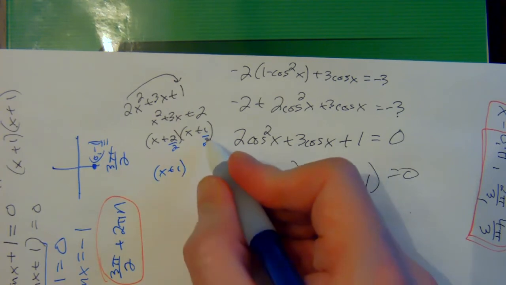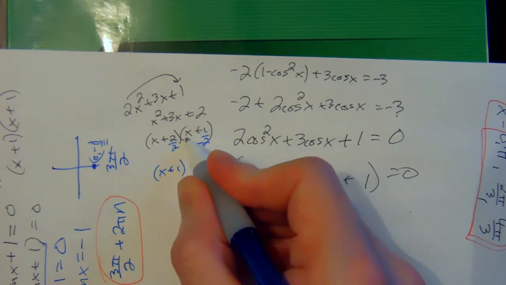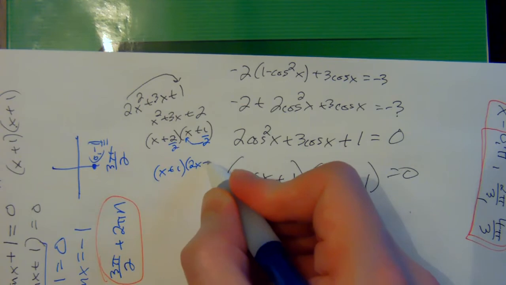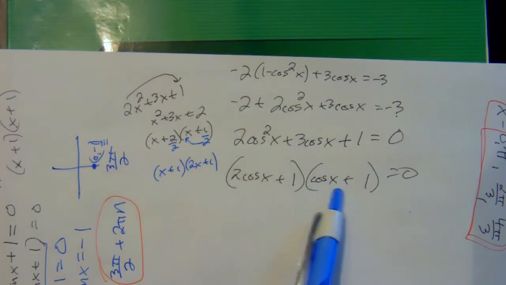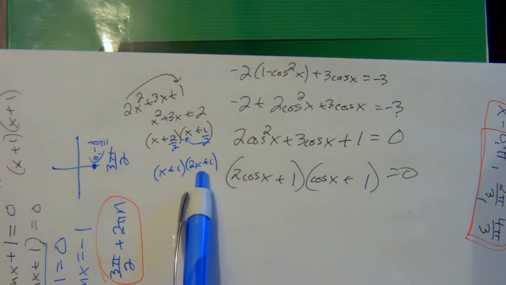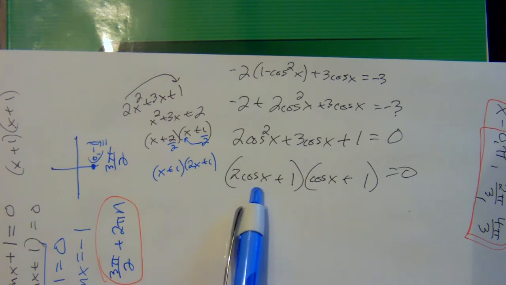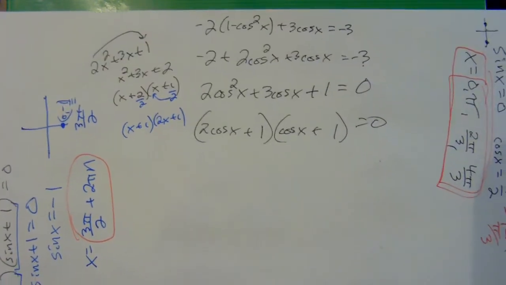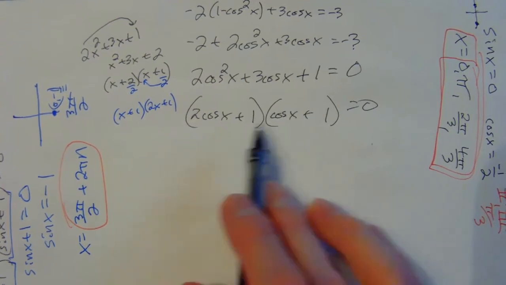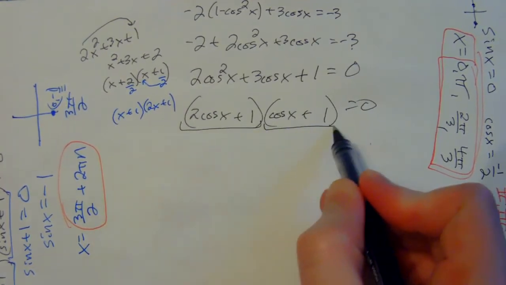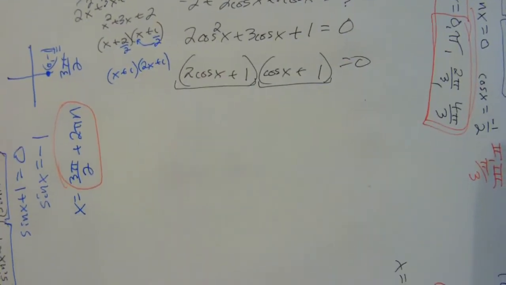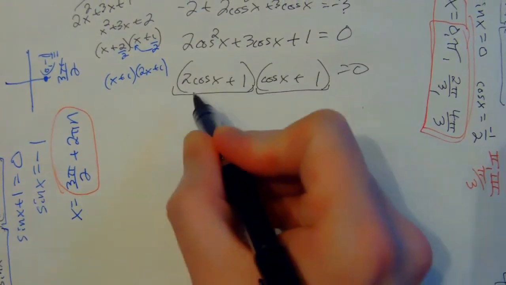And then once you can't reduce anymore, you take that bottom number and slide it up, and see that still gives you your x plus 1, or your cosine of x plus 1, and then your 2x plus 1, or your 2 cosine of x plus 1. So just be careful with your factoring skills there. And then once you have two different factors, we're going to set both of these equal to 0. So right here, we're going to move the 1 over, divide by 2.